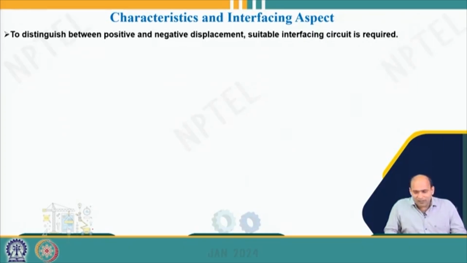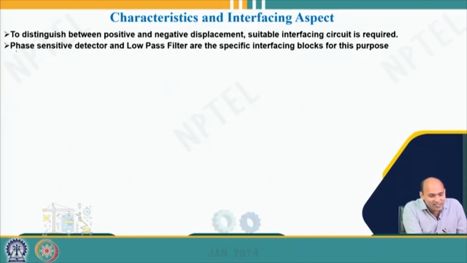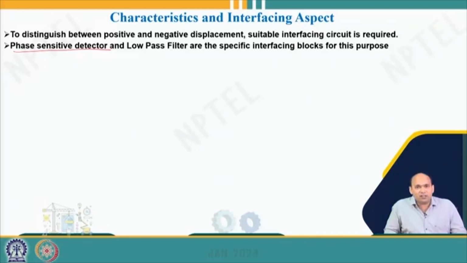Let us see what are the circuits required over here. In order to achieve this directional sensitivity measurement, we have to use a phase sensitive detector. That is one of the most important signal conditioning elements for LVDT, isn't it? And of course the low pass filter is required to smoothen the output and to get the DC output.